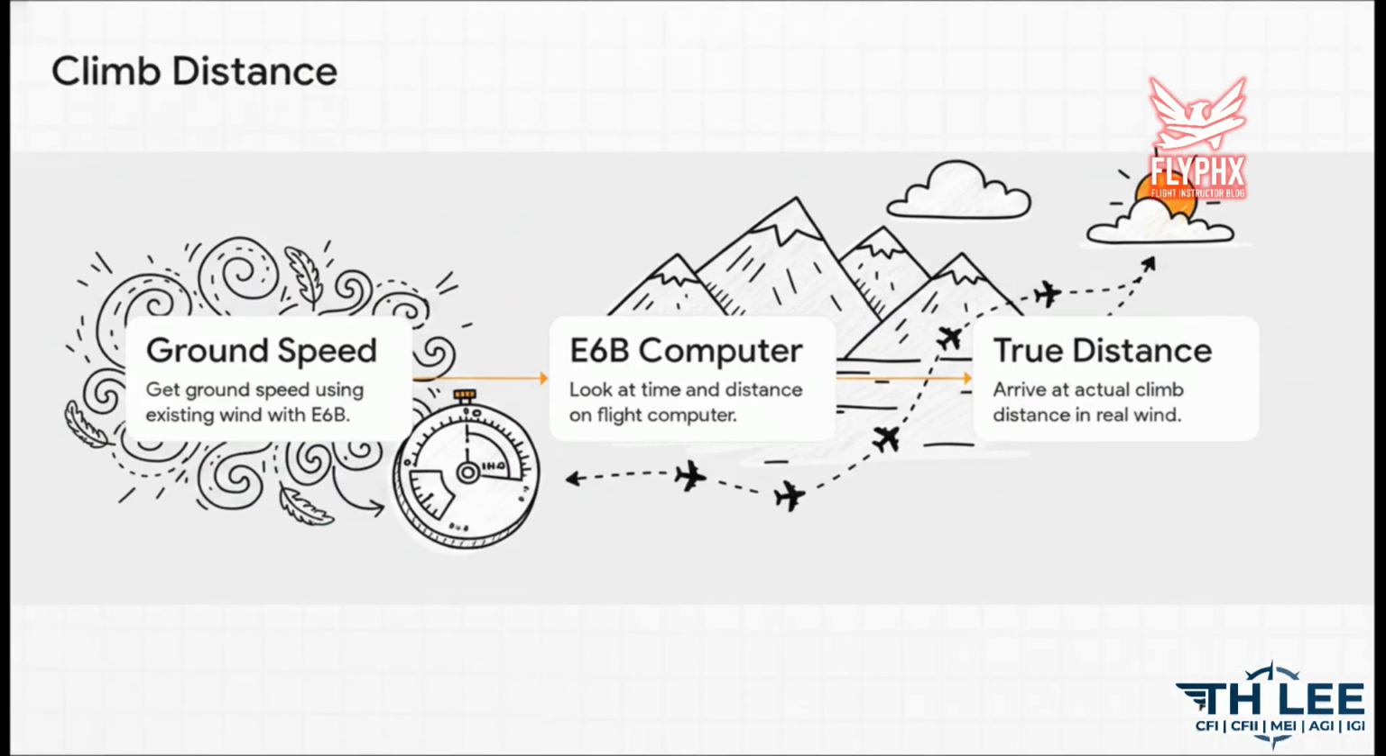Now, when you're calculating your fuel, time, and distance to climb for that cross-country flight plan, there is one giant caveat you have to remember. The distance printed in the PIM chart assumes 0 wind. Never, ever just copy that number blindly. To find reality, you've got to follow 3 specific steps. First, grab your E6B and get your actual ground speed using the real wind conditions. Second, plug that ground speed in to find your time and distance on the flight computer. And third, well, there you go. You've arrived at your actual real-world climb distance.